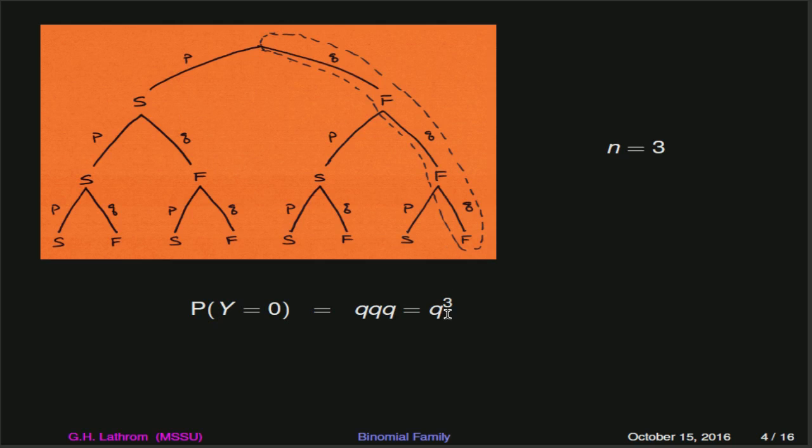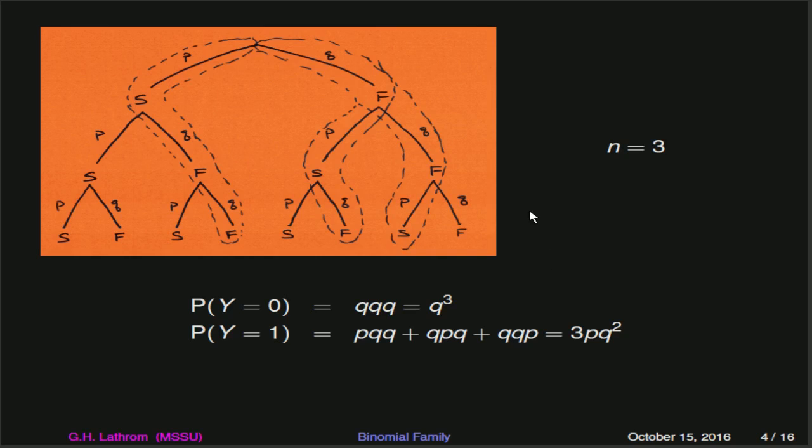For y is equal to 1, we have one success, so we can either have a success and then two failures. We can have a failure, a success, and then another failure, or we can have a failure, and finally on a third time we get our success. So either way, the probability for one of those paths is going to be p times q squared, and we've got three paths that make up that particular condition.